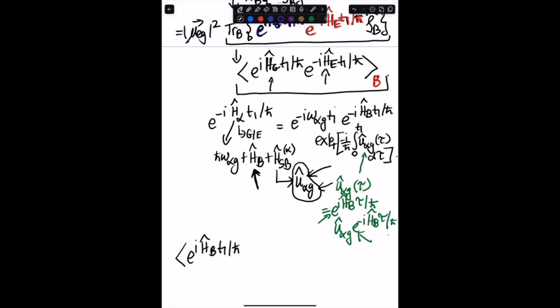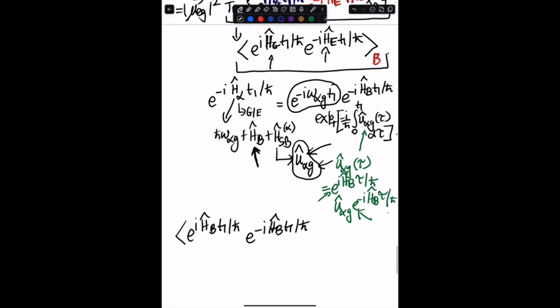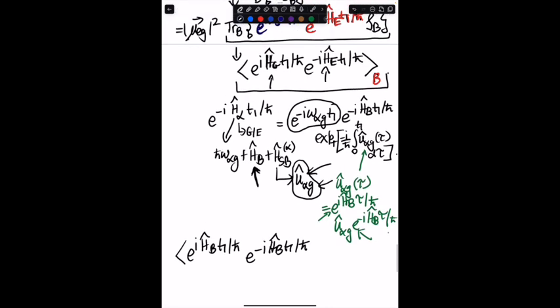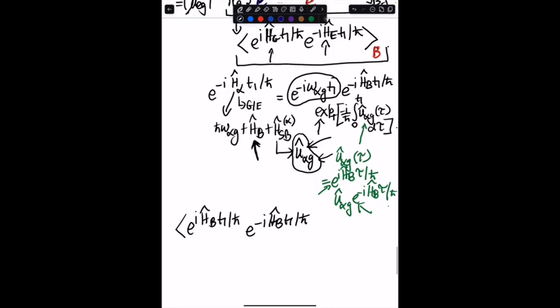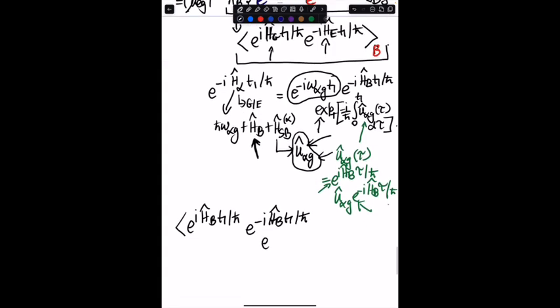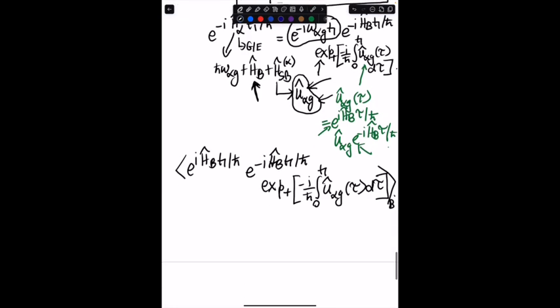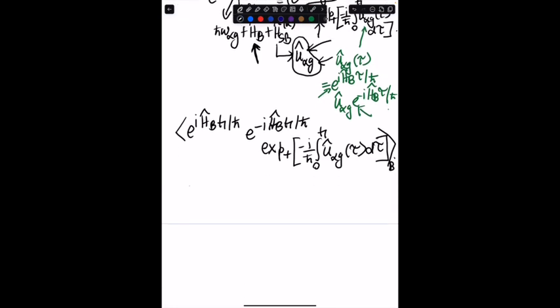the e raised to the power minus i omega_alpha_g t1 can be taken out. Then you have e raised to the power minus i H_b d1 upon h bar. So these two will cancel each other out. And then you have this positive time-ordered exponential term. So you write it as the exponential positive of minus i upon h bar, integral 0 to t1 of U hat alpha g of tau d tau, and then this is a trace over all your path states. It's an equilibrium expectation value, and then these two will cancel each other out.